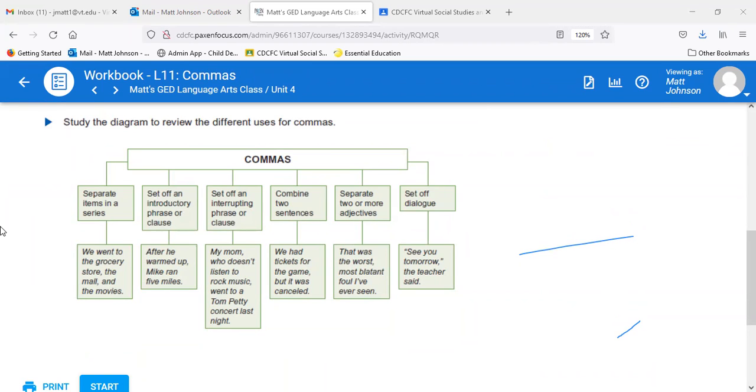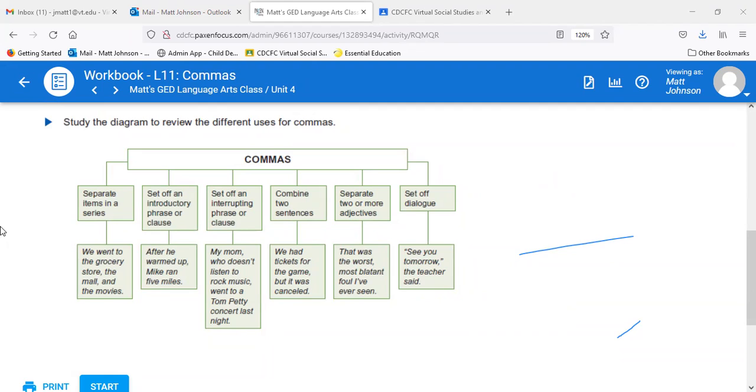My mom, who doesn't listen to rock music, went to a Tom Petty concert last night. They have a complete sentence without that interrupting phrase or clause. My mom went to a Tom Petty concert last night. But for the reader, it gives you more information and understanding as to why that might be special or unique, because her mother doesn't like rock music. So we're adding to the sentence some information to help the reader and to help flesh out the idea.